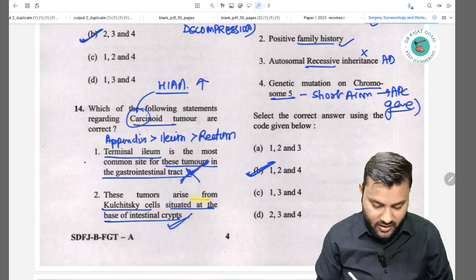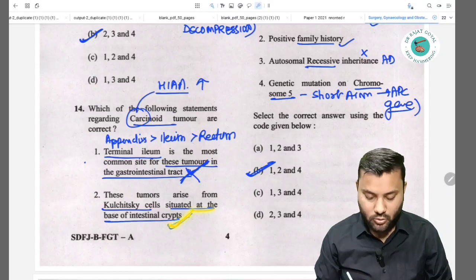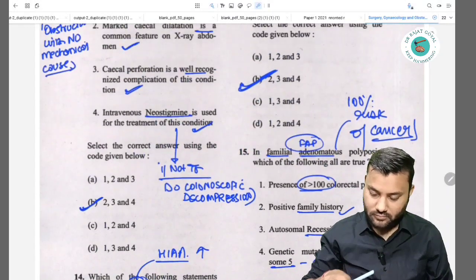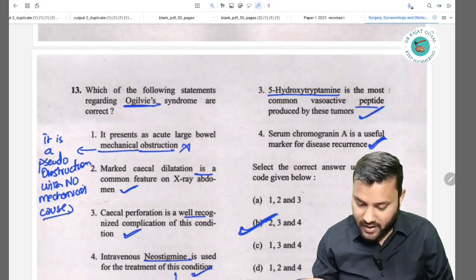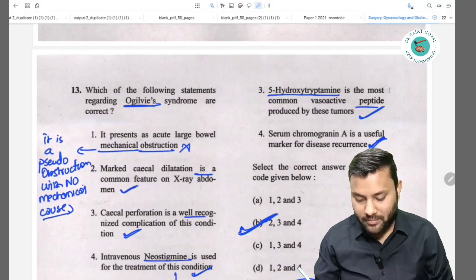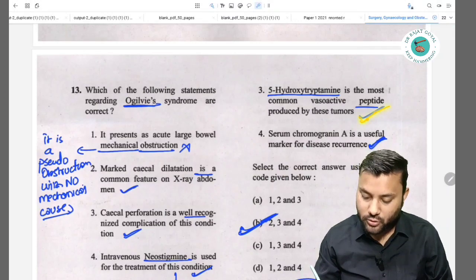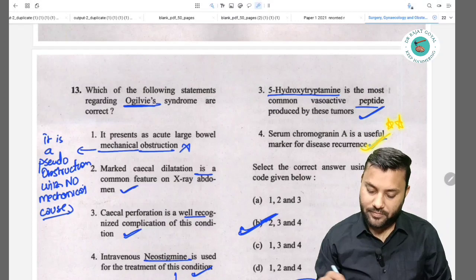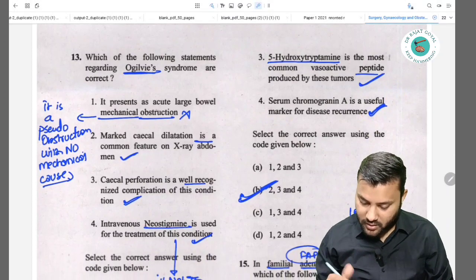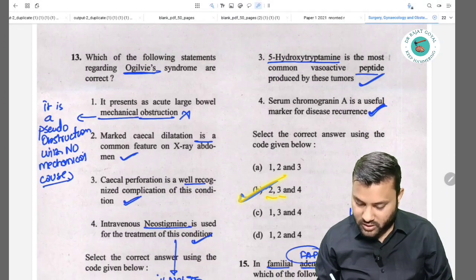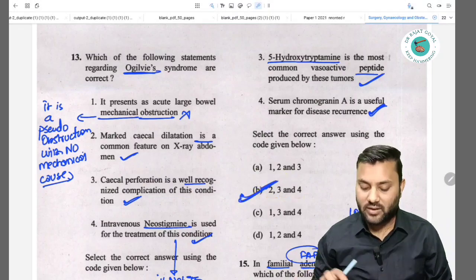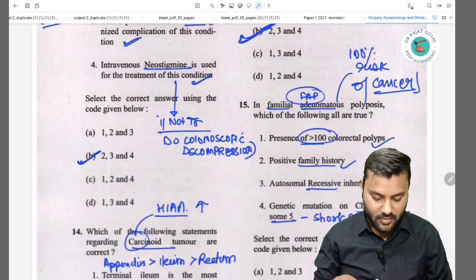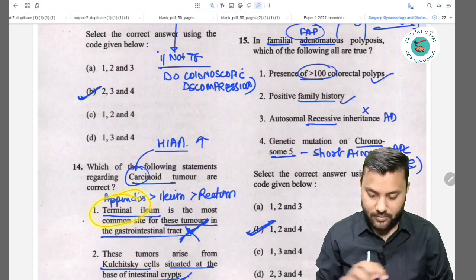These tumors arise from the Kulchitsky cells situated on the base of the intestinal crypts. This is true. 5-hydroxytryptamine is the most common vasoactive peptide produced by these tumors. This is also true. And serum chromogranin A is a powerful marker. This is also a useful marker. This is also true. So answer here will be option B, which is 2, 3 and 4 are correct. Option 1 is incorrect because the most common site is the appendix, not the terminal ileum.